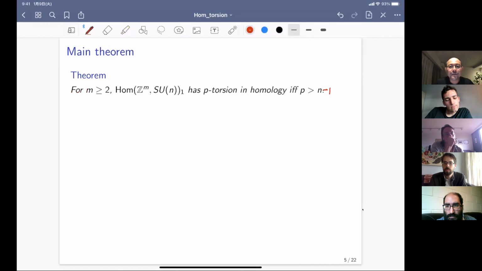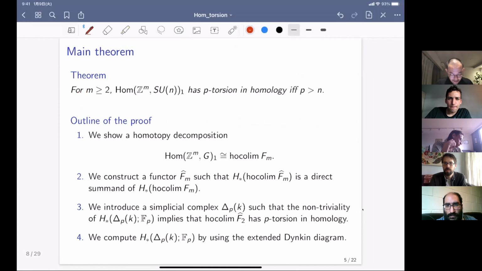Okay, so any questions so far? Okay, so I'm going to tell the proof of this theorem, which includes some interesting techniques which are of independent interest. And this is the very brief outline of the proof. First, we give a homotopy decomposition of Hom(Z^m, G)_1 in terms of a homotopy colimit of some functor F_n.